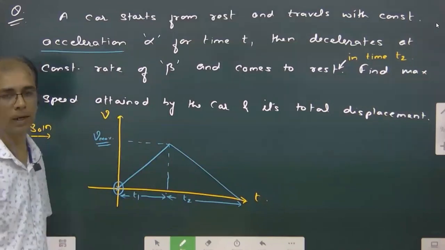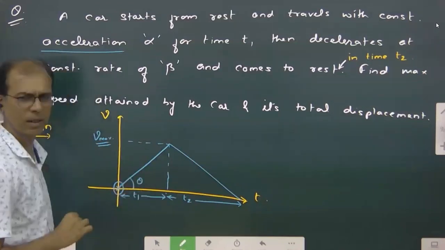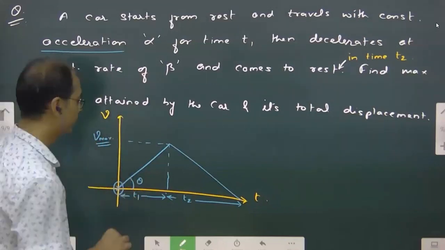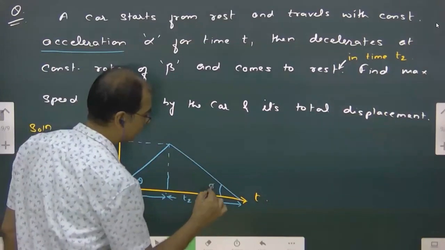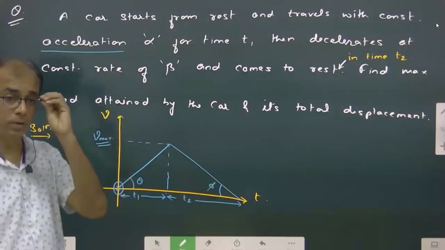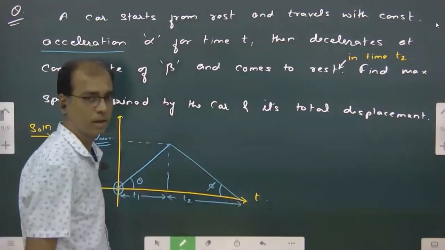But how to start? Suppose this angle here is theta. This time I'm not taking alpha as the angle, because acceleration itself is given as alpha. This is theta, and this is, let's say, phi. Theta and phi. But I know tan theta's value is alpha.